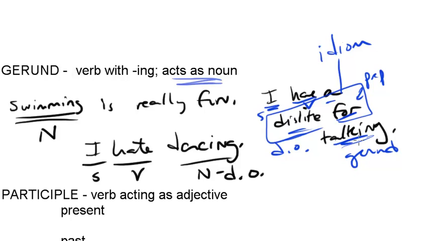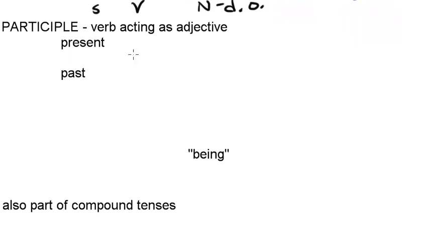And note that we have a gerund here acting as the object of the preposition. I have a dislike for talking. It might be dislike of, but in any event, whatever the preposition is, it's going to take this gerund as the object of that preposition. All right, so those are gerunds. I think those are pretty straightforward. Let's go ahead and check out participles.